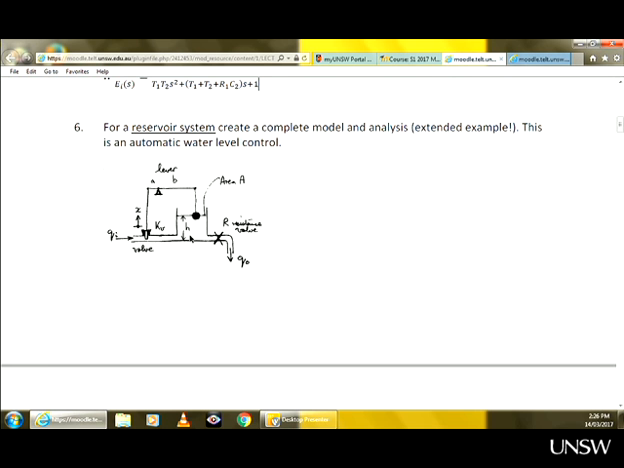Because if for whatever reason the level drops, if you have too much evaporation, as a result, the valve will open more and will allow more flow in, which will bring the height up. Or vice versa, if you have too much height here, then the float will go up, this lever will drop and close the valve a little bit to reduce the flow in. This is an example of automatic control. And that's what we do in lecture 9.